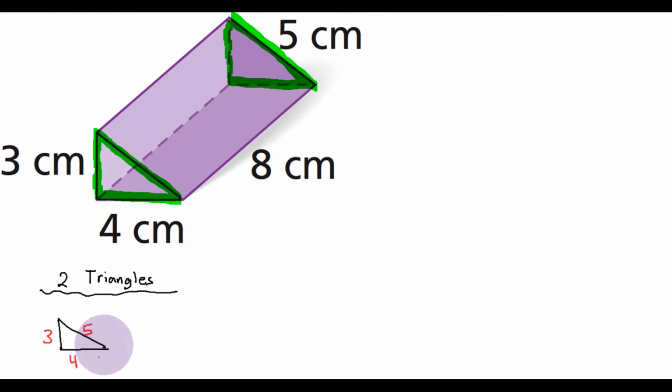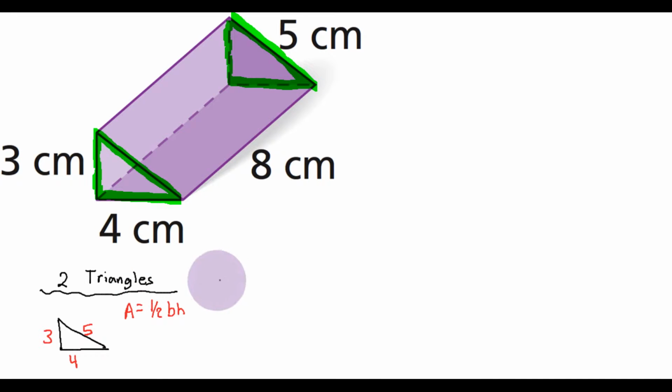So the next thing I want to do after that is just write the area formula for a triangle. What is the area of a triangle? Well, the area is equivalent to A is equal to half times the base times the height, or base times height divided by 2. Either one would work. I'm going to use this formula today.